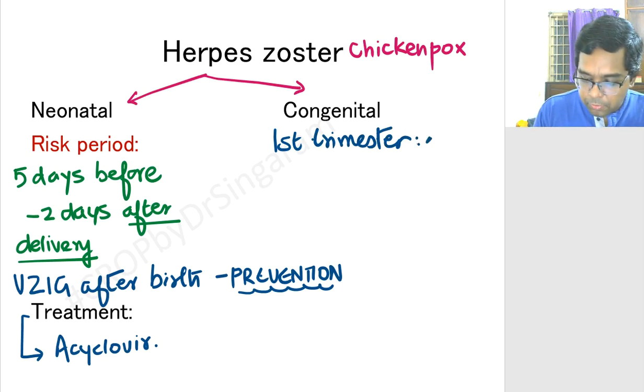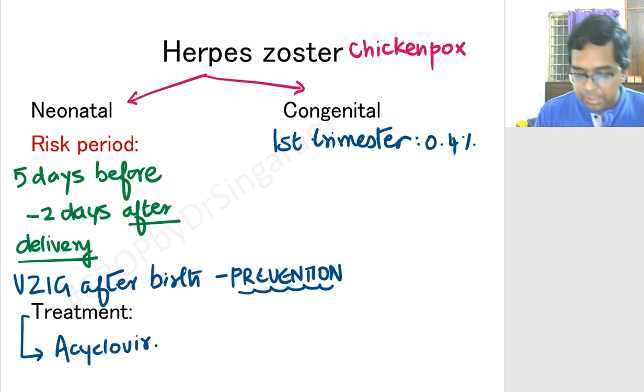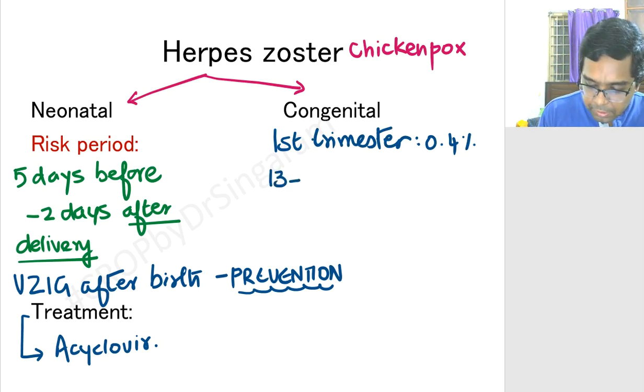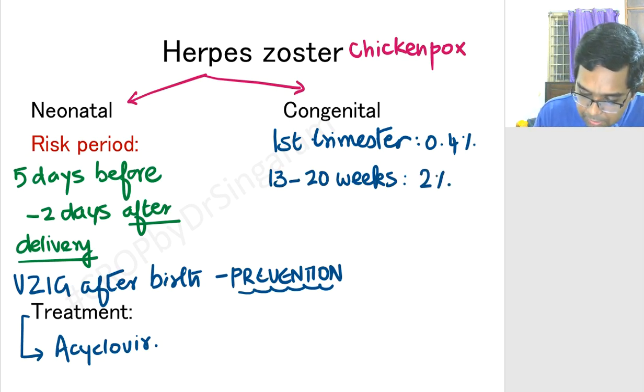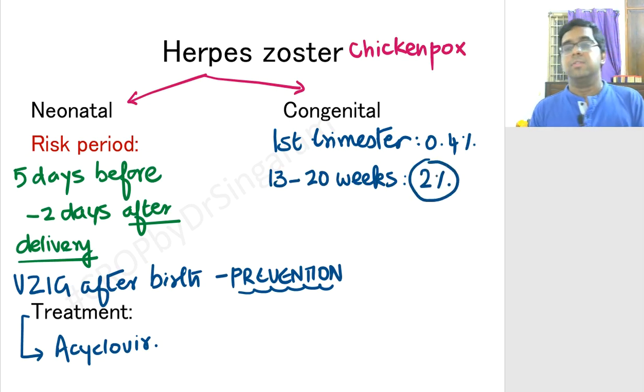is 0.4%. In comparison, if we talk about second trimester, I would like to put it in weeks, 13 to 20 weeks. If the mother is getting the infection and the baby is also getting it, the incidence of this congenital herpes zoster or intrauterine problem is slightly higher, 2%. So what I'm trying to tell you is that it is still early gestation only high incidence of the problem, but the point is here it is very unique that it is between 13 to 20 weeks. That point needs to be remembered.